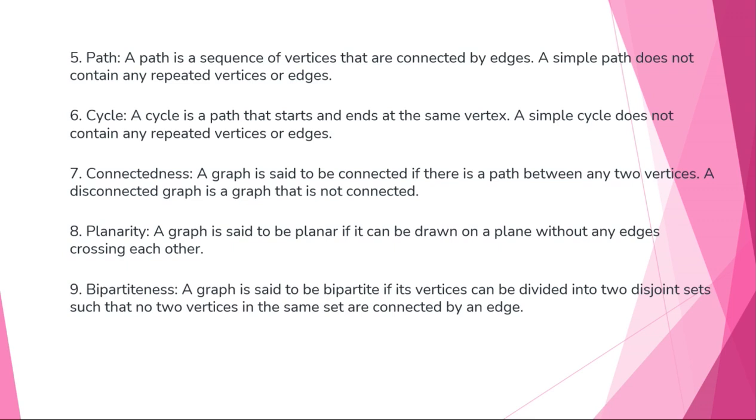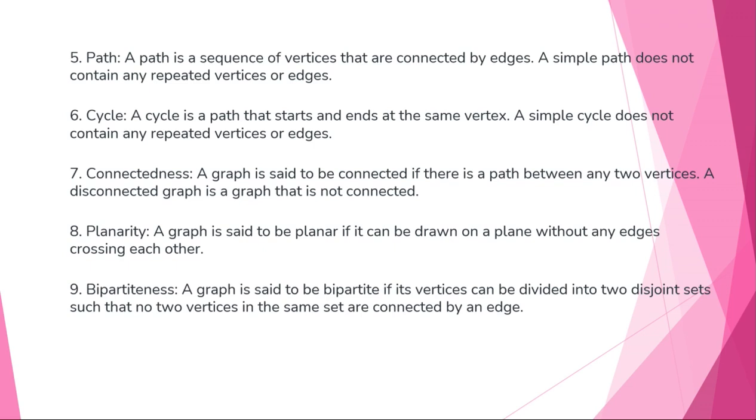Path. A path is a sequence of vertices that are connected by edges. A simple path does not contain any repeated vertices or edges. Cycle. A cycle is a path that starts and ends at the same vertex. A simple cycle does not contain any repeated vertices or edges.